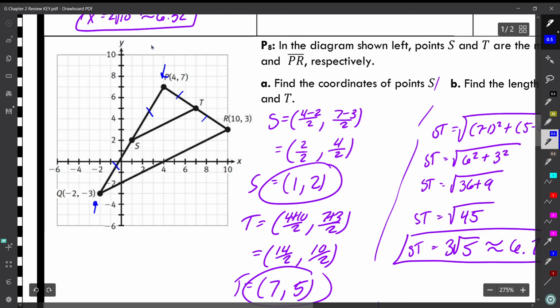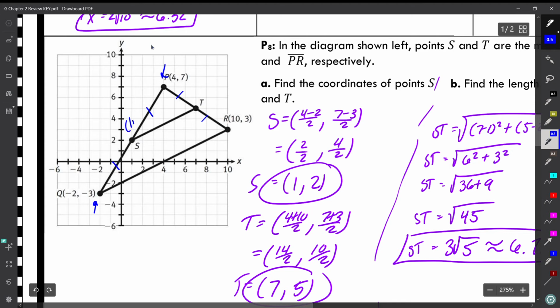Okay, so the x coordinates, 4 plus -2 is 4 minus 2 over 2. 7 plus -3 is 7 minus 3 over 2. We simplify now, we get 2 over 2 and 4 over 2, which then simplifies further to find that S has coordinates 1, 2.